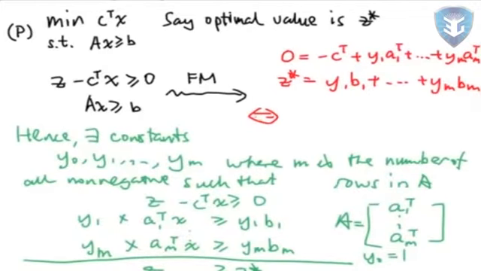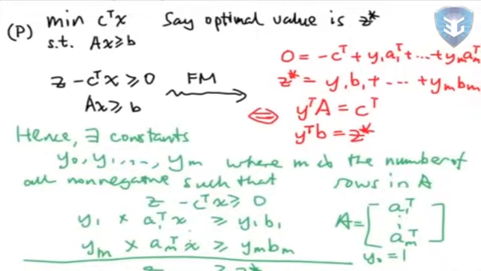Now we can rewrite this in a different way. So we must have Y transpose A equal to C transpose, and Y transpose B equal to Z star. So let me summarize. If P had an optimal solution and the optimal value of this problem is Z star, then because of the Fourier-Motzkin elimination method, we can find non-negative constants Y0, Y1 up to Yn, such that if we use these constants and take a combination of the original n inequalities with these constants, we'll get the inequality Z greater than or equal to Z star.